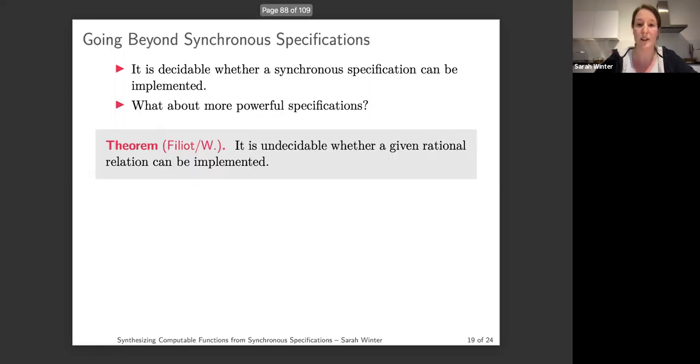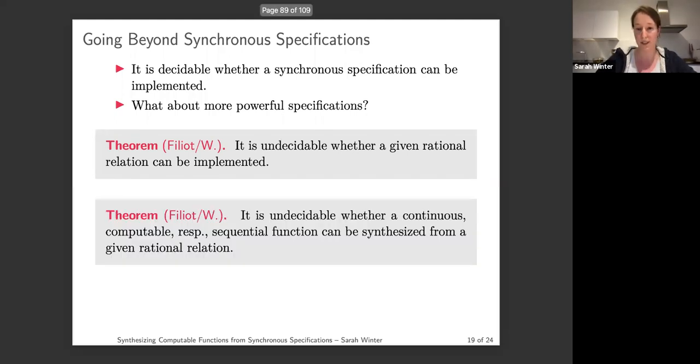Okay, the first step is to take a look at rational relations. These are the relations that are given by asynchronous transducers. Asynchronous transducers are the automata where you read pairs of words in a transition, one input word and one output word, and it turns out it is undecidable whether a given rational relation can be implemented. To be more precise, it is undecidable whether a continuous or a computable or a sequential function can be synthesized from a given rational relation. So no matter what you ask yourself, it's basically undecidable.